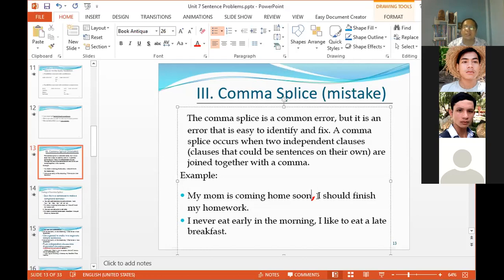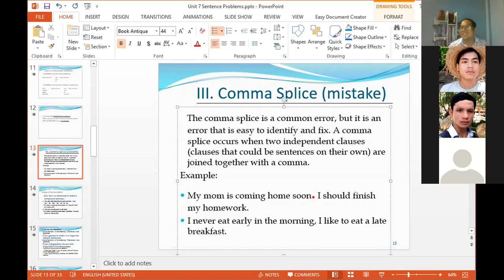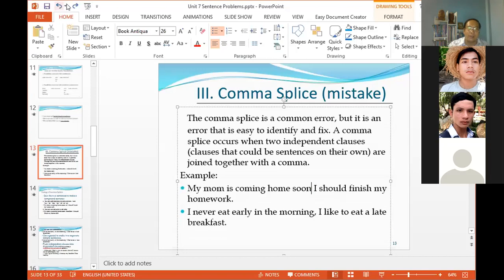Okay, like that. So my mom is coming home soon, I should finish my homework, so it is wrong. We cannot use a comma to join two sentences together. So how do we correct it? Easy. First one, put a full stop, right? Easy. But this one is very simple. What should we change, everybody? Comma plus what?